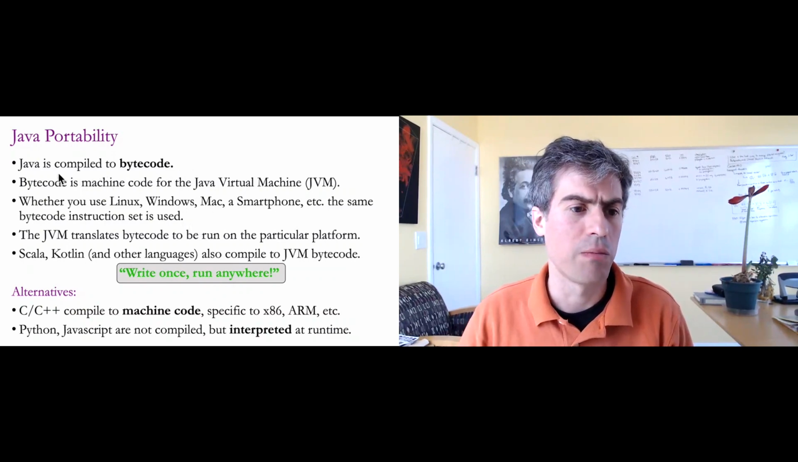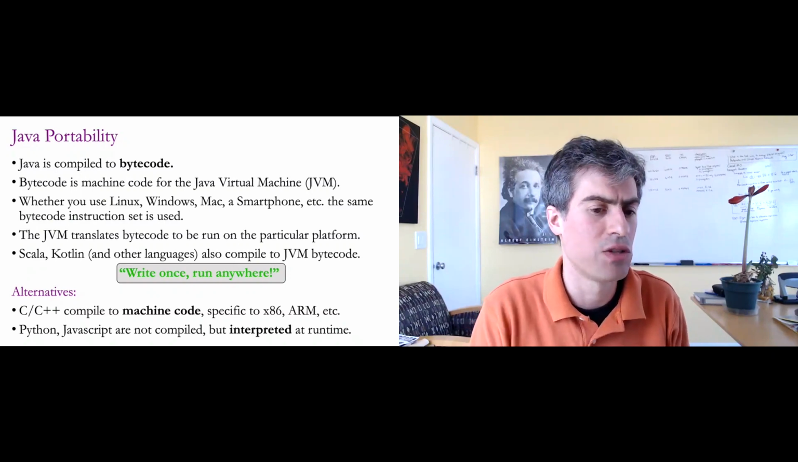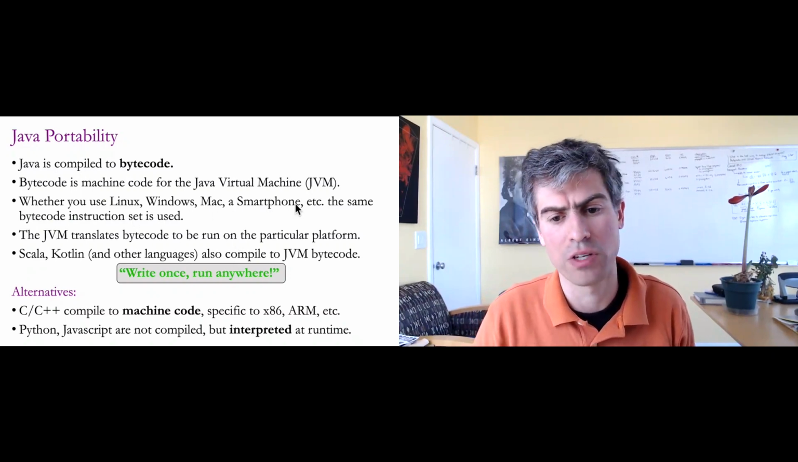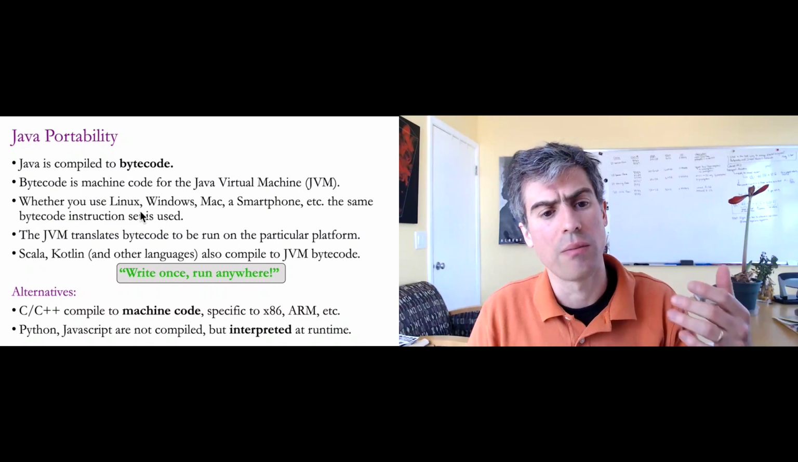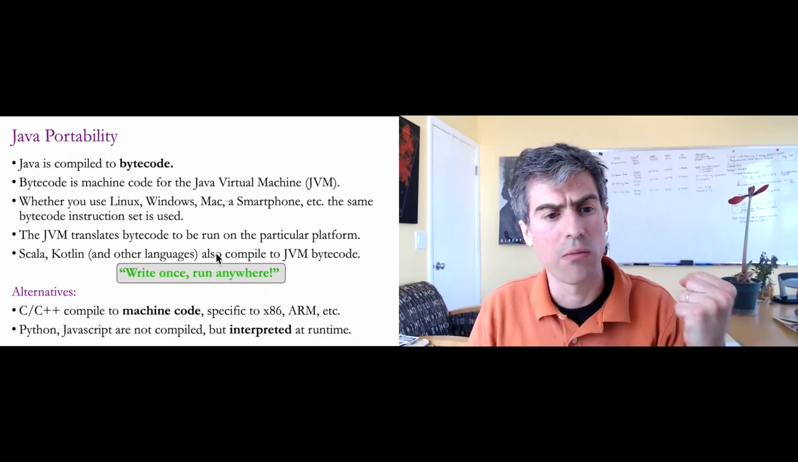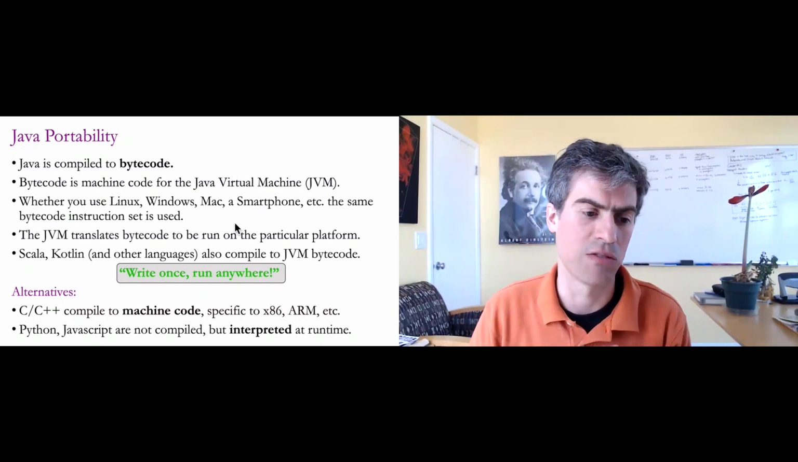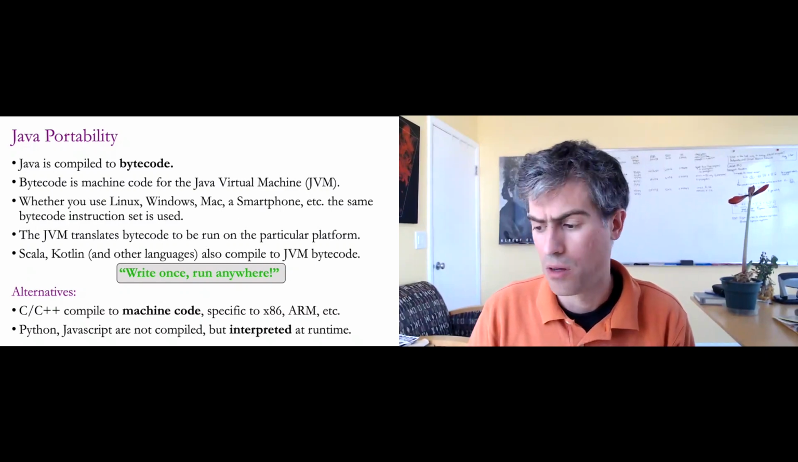So when you compile, you produce something that is universal regardless of what platform you're using. So you can write your code and compile it once, and that compiled artifact can be run on any different platform, even if those machines are very different. Okay.